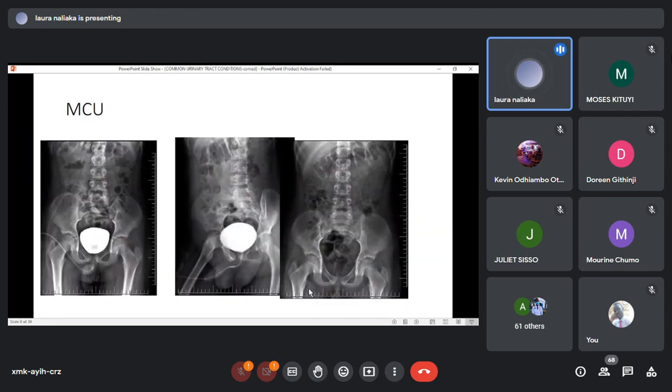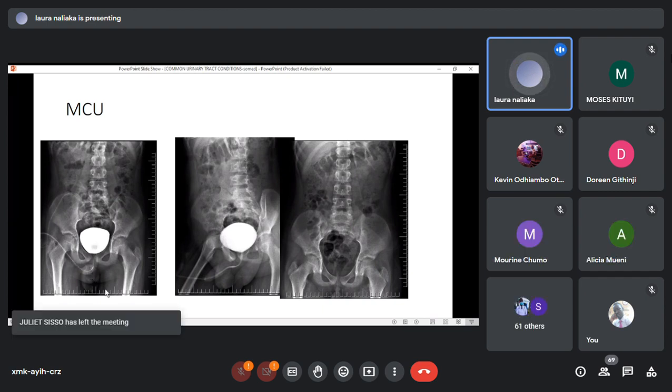These are images of a micturating cystourethrogram. It's a male patient. So we usually do serial images when you are filling up the bladder. You have to take an image of a full bladder after you've catheterized the patient. Of course, you can see there's a filling defect here, and that's the balloon of the catheter, but you can still see the catheter all the way within the urethra.